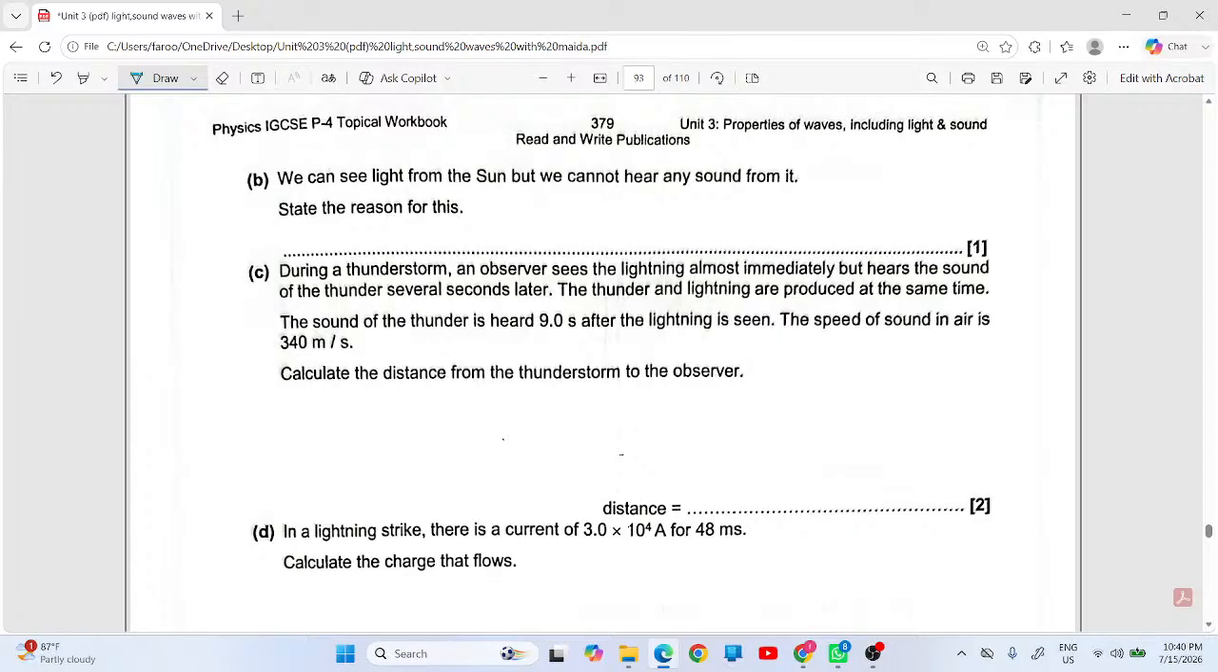In sound, any disturbance in the particles transfers energy. The particles carry sound energy from one point to another. Whereas light consists of electromagnetic waves. They have electric and magnetic fields that keep generating each other.